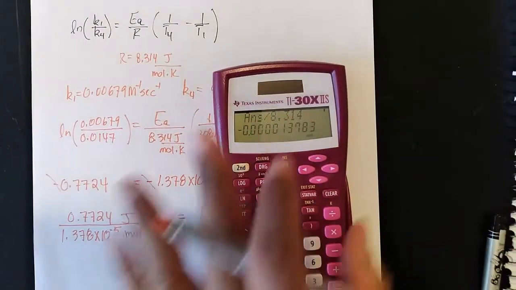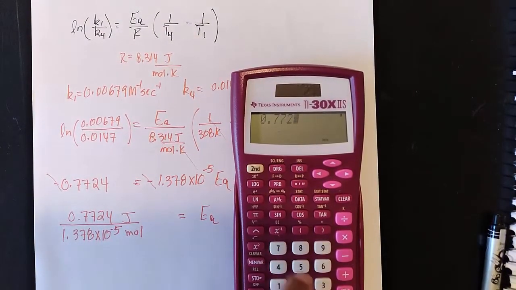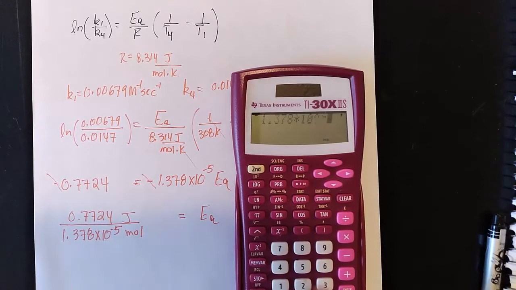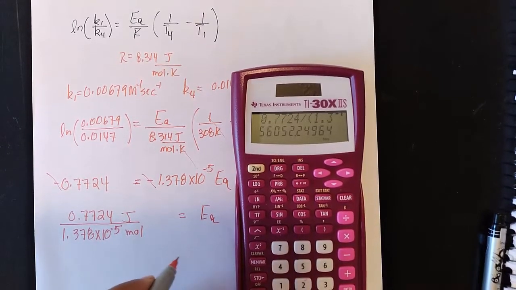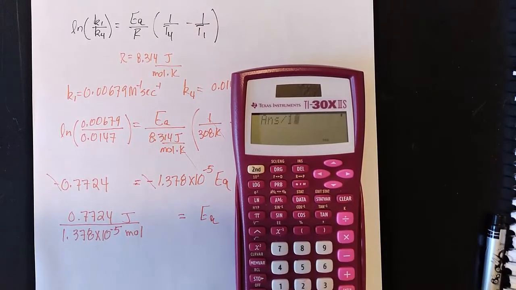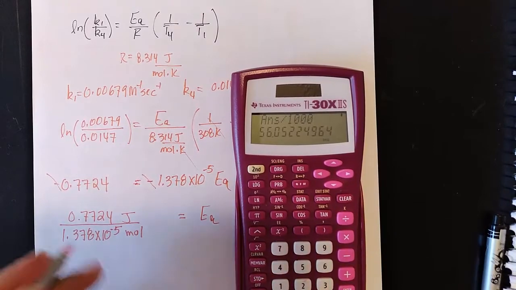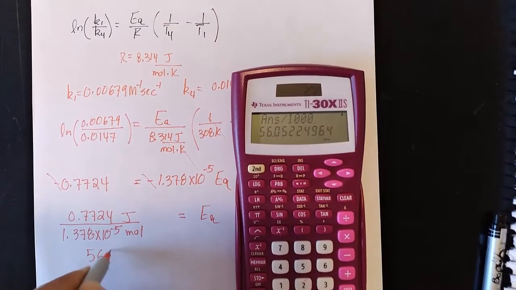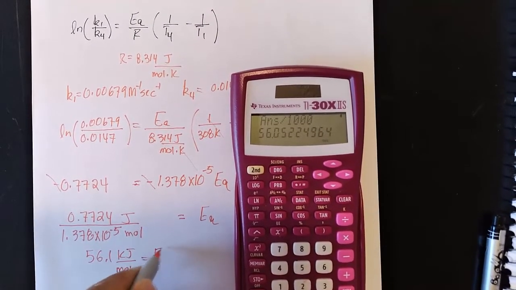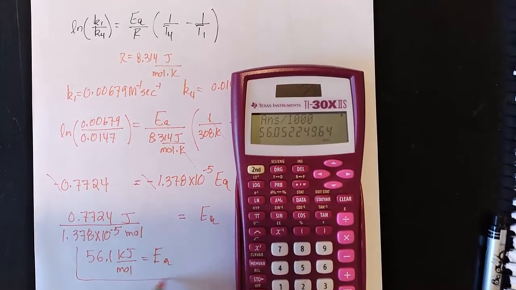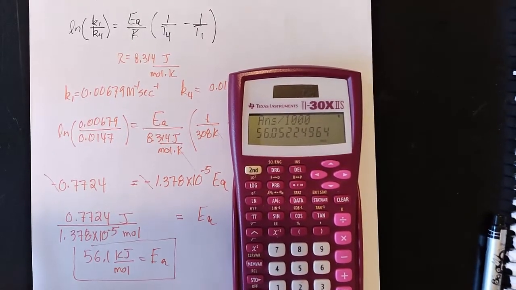Anyways, let's solve for that. 0.7724 divided by, in parentheses, 1.378 times 10 to the power of minus 5, and getting about 56,052 joules per mole. Let's divide it by 1,000 to get it as 56.0 or 56.1 kilojoules per mole. And that's going to be our answer for the activation energy for this reaction of the iodine clock.